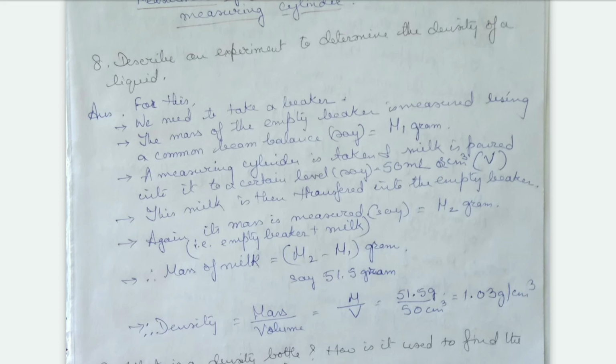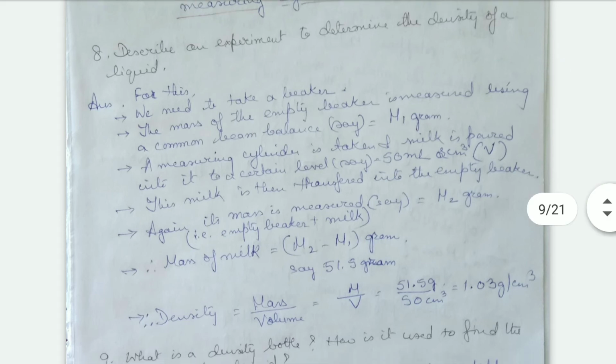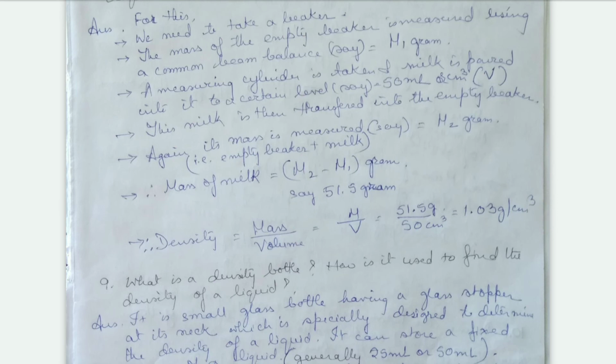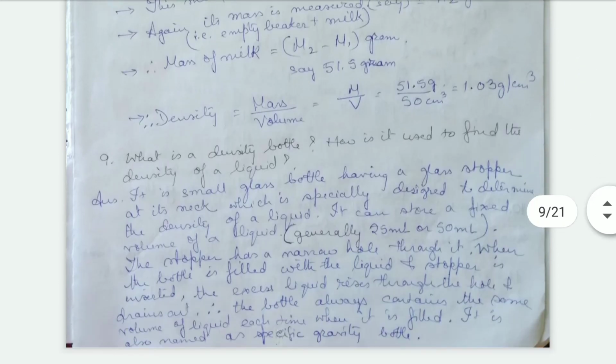So now this is the empty beaker plus the milk, so m2 grams. The mass of milk will be m2 grams minus m1 grams, because m2 is the empty beaker plus milk and m1 is only the beaker. If we subtract these two, we get the actual mass of milk. Say it is 51.5 grams. So density will be mass by volume. 51.5 grams is the mass and 50 centimeter cube is the volume. So that will give us 1.03 grams per centimeter cube.